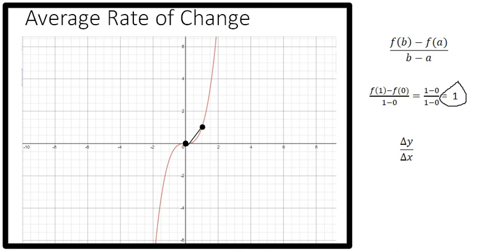Those two are equivalent. You may have never really used f of b minus f of a over b minus a. You may have always seen this change in y over change in x formula, but these are both the exact same thing. So whichever one you can remember better, whichever one makes more sense to you, use that, because they're both the same. But fundamentally, this is all you're doing whenever you're finding average rate of change.